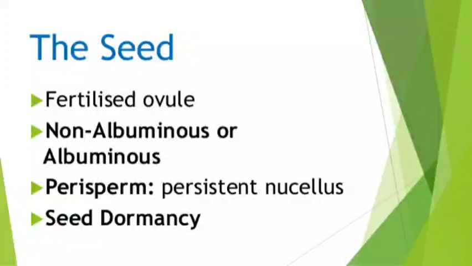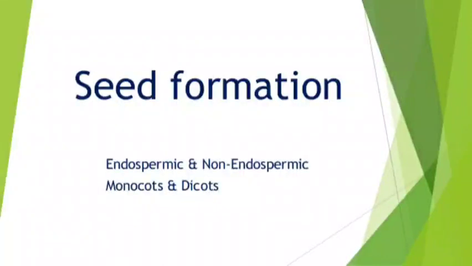There is also another term called perisperm. There are some seeds like the black pepper. You can see they are rough. That rough part is the persistent nucellus. And some seeds show seed dormancy also. They are not active when the conditions are unfavorable.